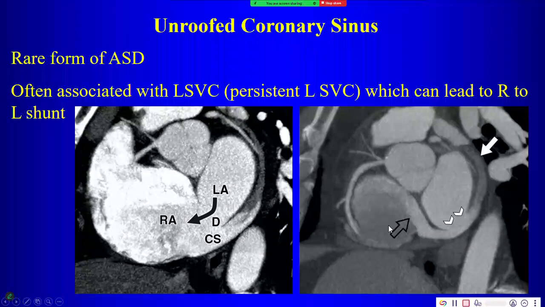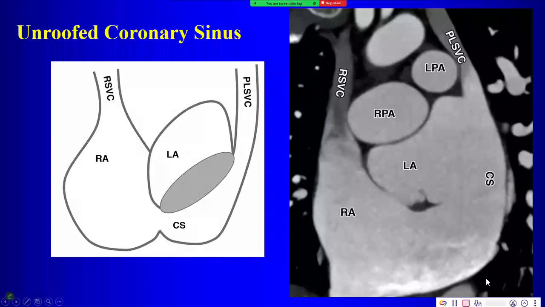And these patients sometimes can have persistent left SVC, which then drains to the coronary sinus and then winds up draining into the left atrium. So this is a very rare form of an atrial septal defect here. This portion of the atrial septum can be deficient in patients with unroofed coronary sinus. And if they happen to have a persistent left SVC, then the left SVC can actually wind up draining into the left atrium because of the unroofed coronary sinus. Okay, so that is unroofed coronary sinus. All right, so let's move on to the quiz.